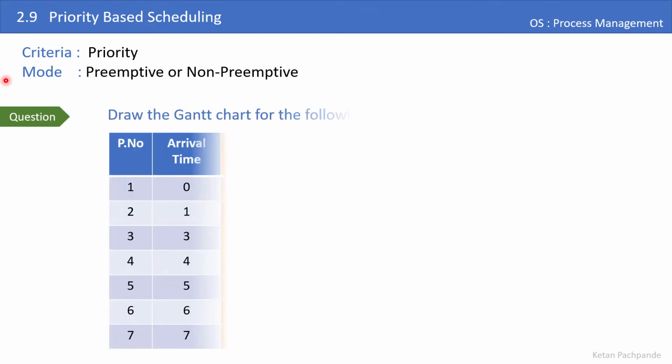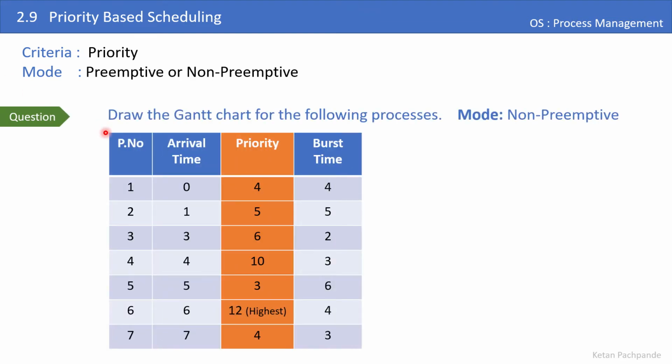To understand this algorithm, let me take this question. Here I have taken 7 processes whose priorities are given. And in the table it is mentioned that 12 is the highest priority you have to consider. Means higher the number, higher the priority. Lower the number, lower the priority. Means here process P5 has the lowest priority, and in the increasing manner then 4, 5, 6, 10 and 12 being the highest priority here.